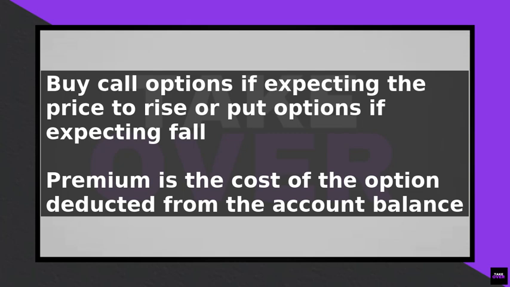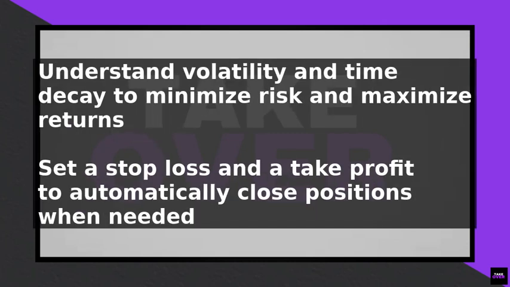A stop loss will automatically close your position if the price moves against you, while a take profit will close your position when you reach your desired profit. It is also crucial to have a solid understanding of the Greeks, which include delta, gamma, theta, and vega. These metrics help you understand the risks and potential rewards of your options trades.